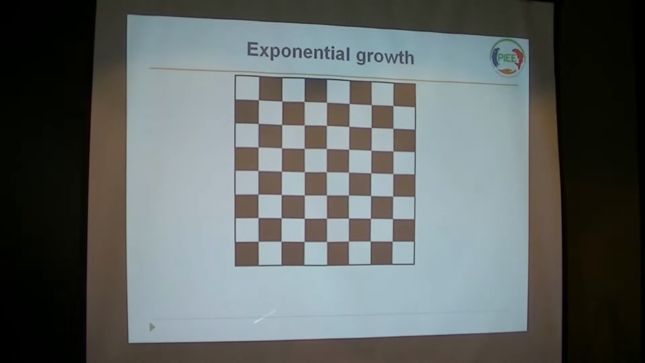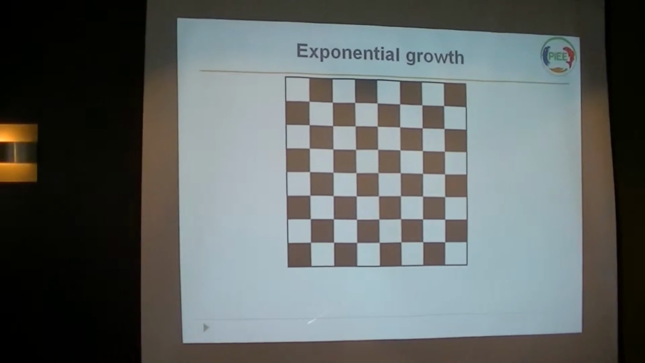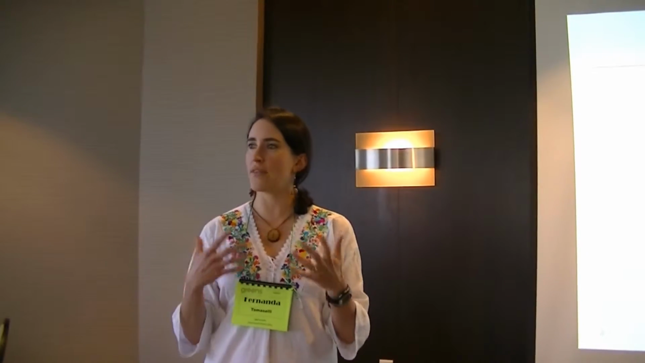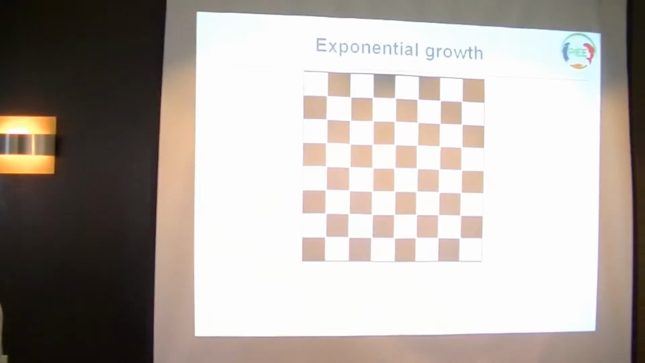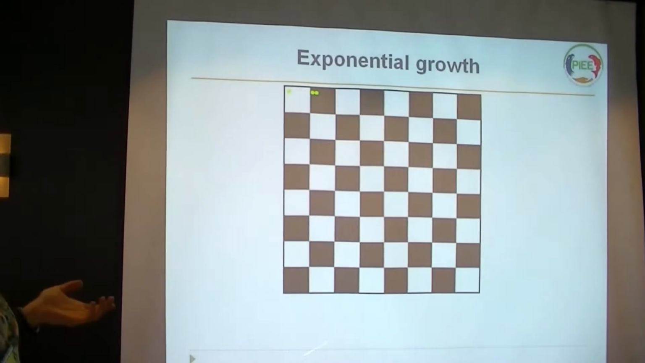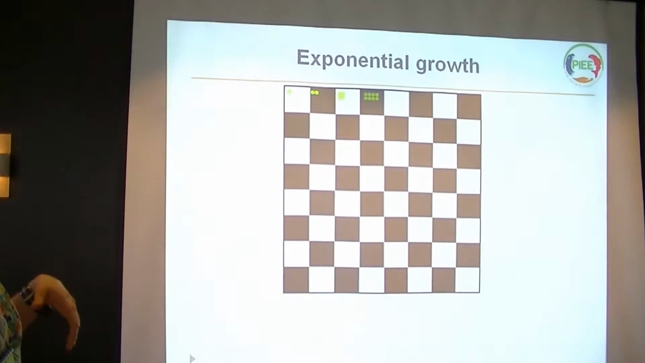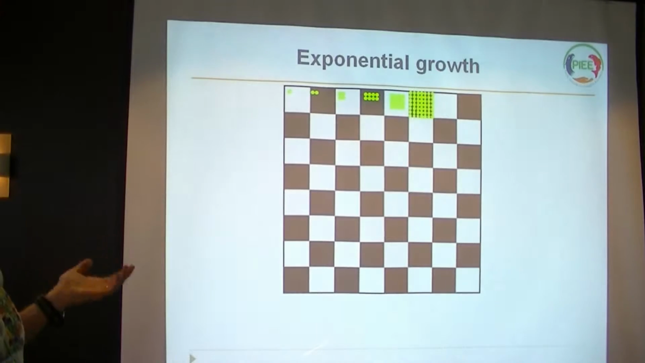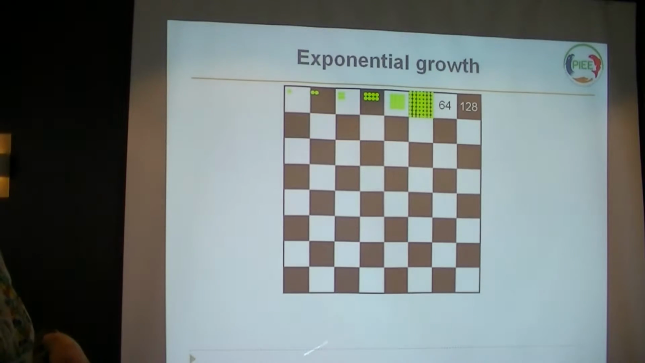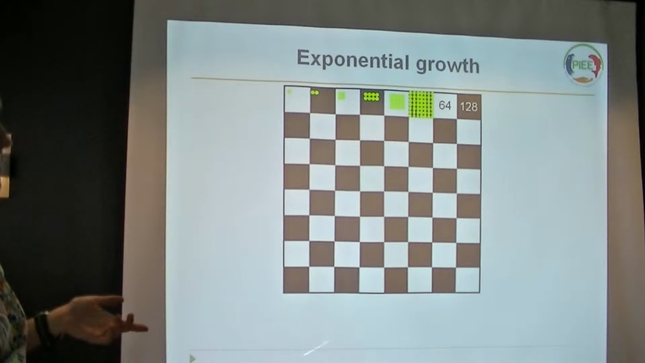And I guess many of you here know this. This is just a chessboard, and I'm going to illustrate very quickly how exponential growth works. Imagine that we put a grain of rice in the first square, and we double the amount of grains of rice on every square. Then we have 2 grains of rice, 4, 8, 16, 32, then 64, and if we keep doubling, we will have 128 by the 8th square.